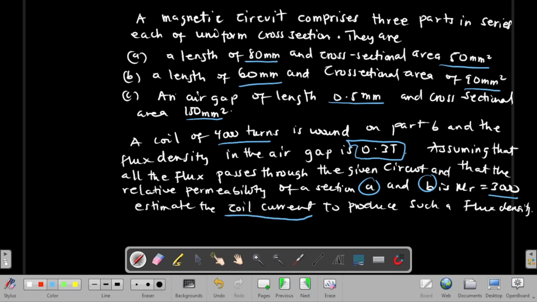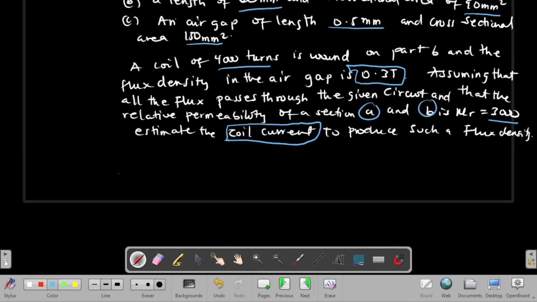So this is what we need: the coil current needed to produce such a flux density. So from here, we can say that we are looking for our I. We can find I by knowing F because F is equal to N I, right?